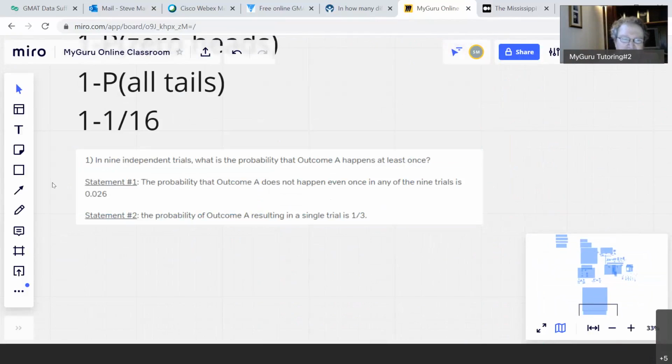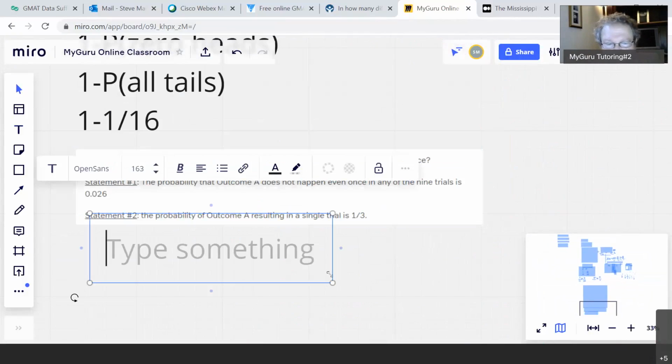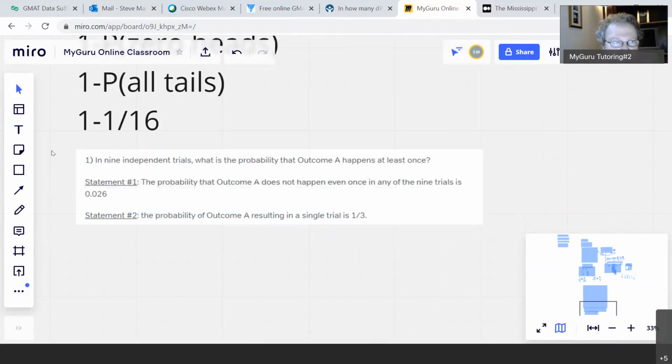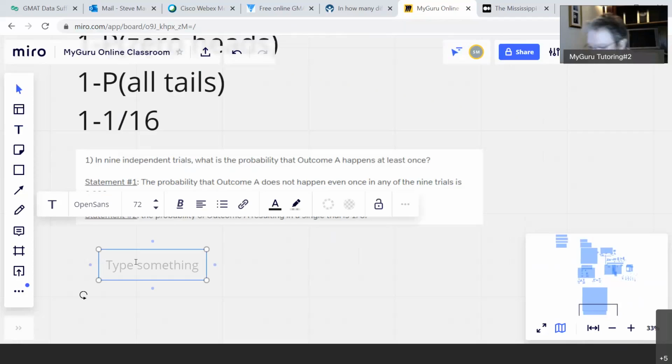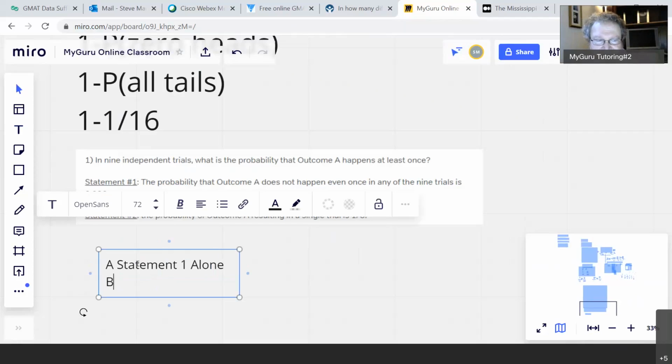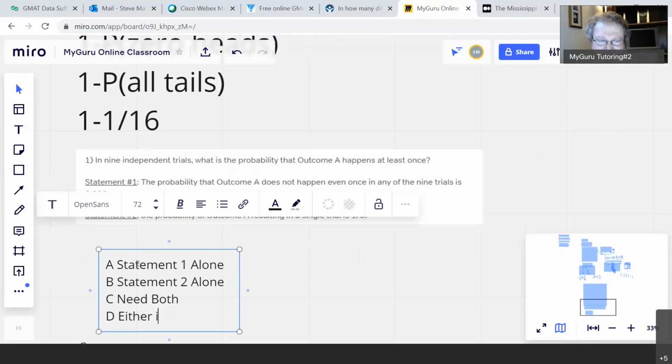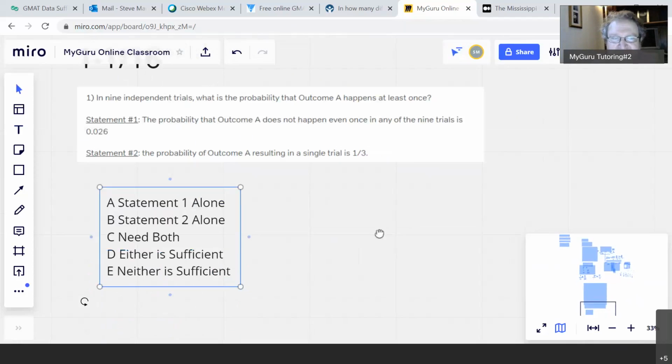Now keep in mind again for the GMAT, let's put down the answer choices. So remember, choice A is statement 1 alone is sufficient. B is statement 2 alone is sufficient. C, you need both. D, either is sufficient. And E, neither statement is sufficient. Now I know if you guys have been doing GMAT studying, you're fine with this. All right. Okay, so let's take a look at this.